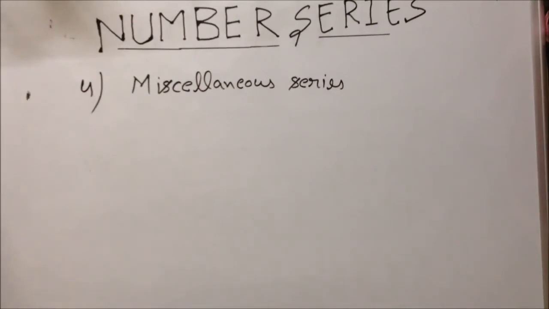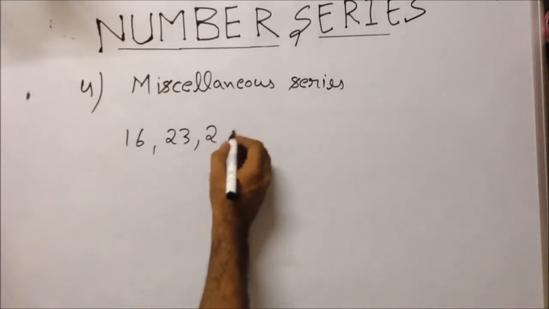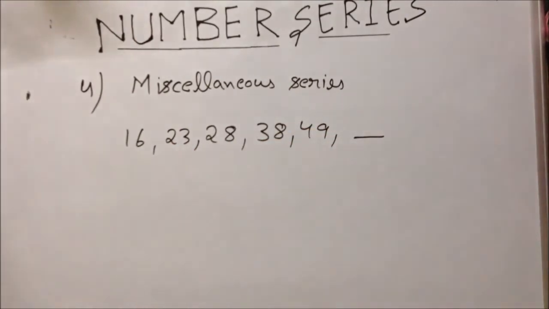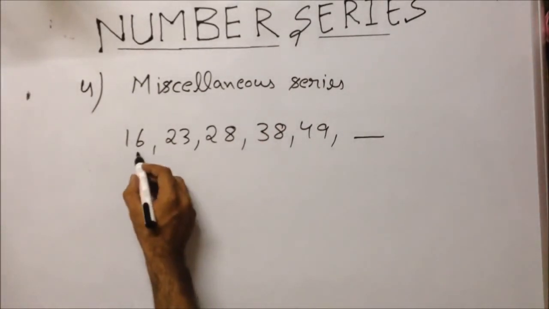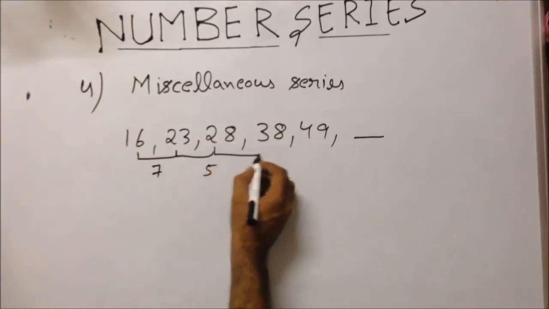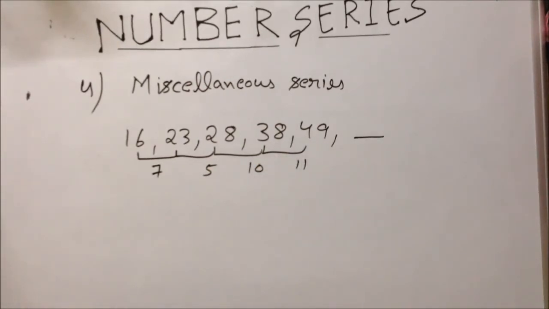Now our last pattern is miscellaneous series pattern. Now in this type of pattern you will see questions like these. The first question is, the numbers are 16, 23, 28, 38, 49, and you need to find the next number. So in this pattern there will be no multiplication, no addition, no difference, neither square nor cube pattern. This is miscellaneous pattern. If you could easily see, the numbers are very close to each other, so we just need to find the difference. Here the difference is 7, now here the difference is 5, again the difference is 10, and now the difference is 11. So we are not getting any definite pattern in this question.